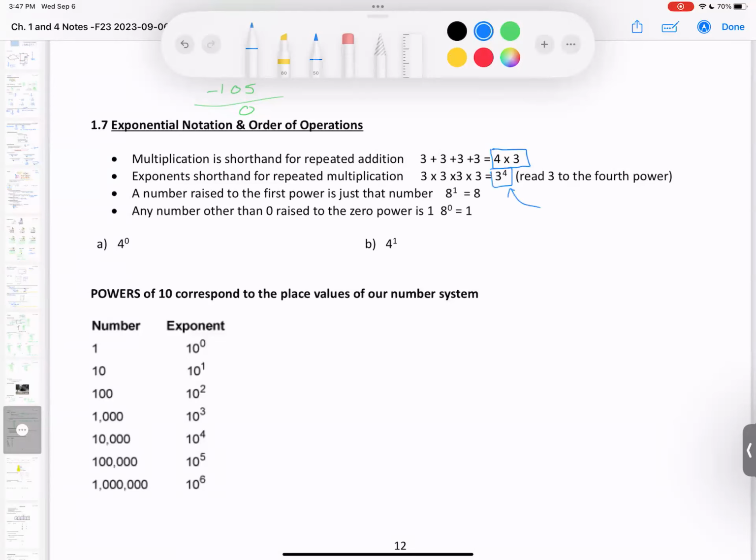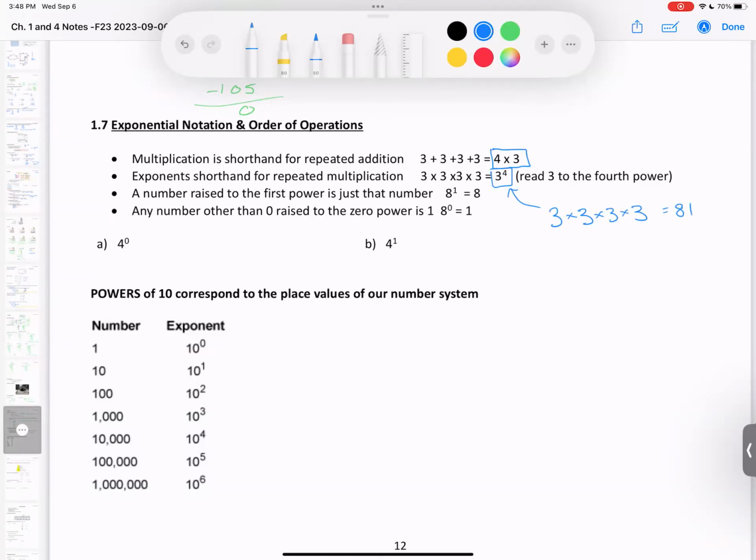Okay, so when you see this notation, think: you take that big number and you multiply it the number of times shown by the little number. So here you multiply it by itself 4 times. Now, just so you get used to doing that on your calculator, let's try. So if we do 3 times 3 times 3 times 3, we'll get 81.